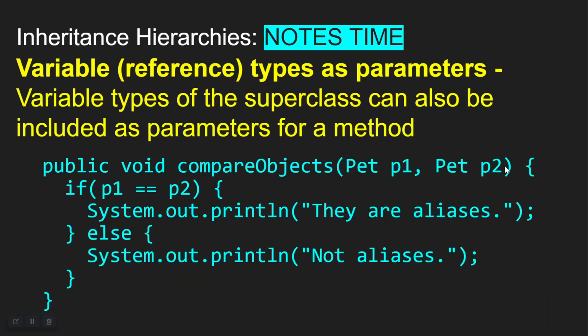So there you go. All right, now let's talk a little bit about what can be done with superclasses as well as subclasses. Variable types can behave as parameters, right? So I could have a method called compareObjects, which expects two Pet objects to be passed in, p1 and p2. Variable types of the superclass can also be included in parameters of the method. So this will bring in our two Pet variable types, p1 and p2, and it will test whether or not they are aliases.